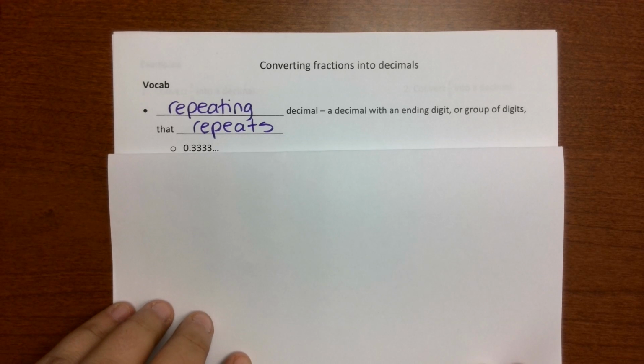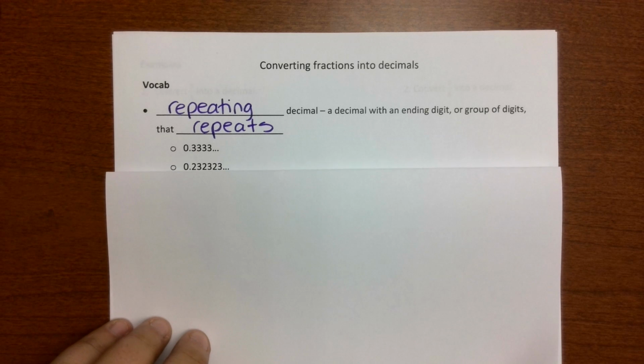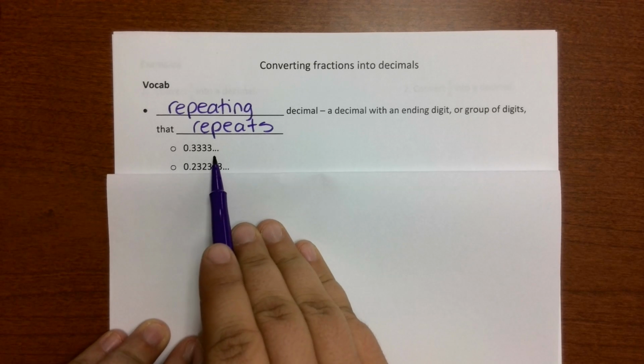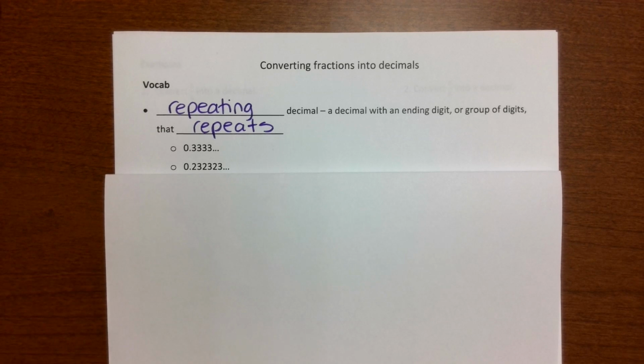So that looks like 0.333333... or 0.232323... Those dots represent that it's going to keep on going. But in math, we don't want to have to write the number multiple times. We don't want to have to write those dots.